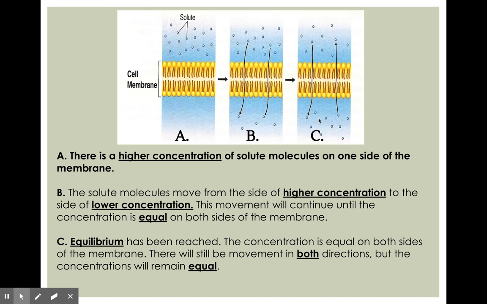There will still be movement in both directions. So this is really important to think about. So molecules, once they get to where they need to go, they don't just stay there. They're going to keep moving back and forth. You can see the arrow goes back and forth in both directions so that the concentrations remain equal. So this is what we call just movement from a high concentration to a low concentration until equilibrium is met.